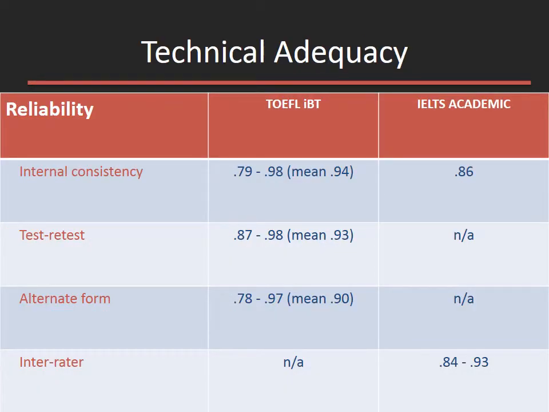When comparing the two measures in relation to their reliability, several types of reliability were considered, including internal consistency, test-retest reliability, alternate form reliability, and inter-rater reliability.